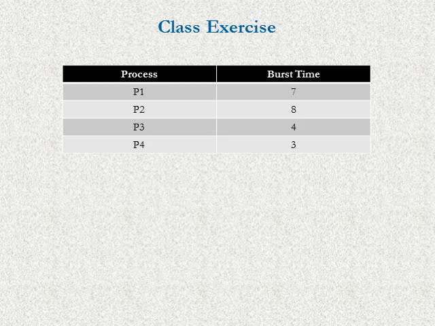First of all, you should draw a Gantt chart for the whole scenario. Then you may find the waiting time for each of these processes and calculate the average waiting time for the whole scenario. Now you can stop the lecture here for a while and do this exercise, and continue once you have completed it.